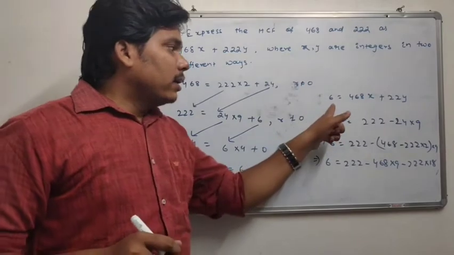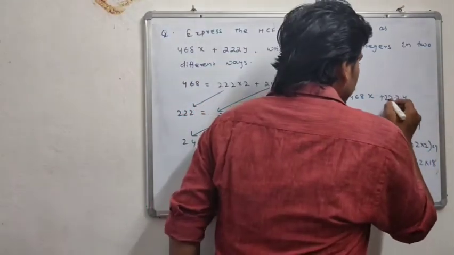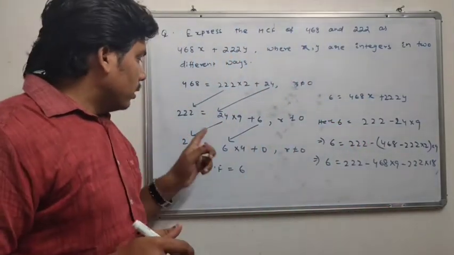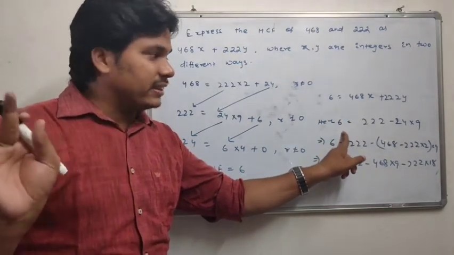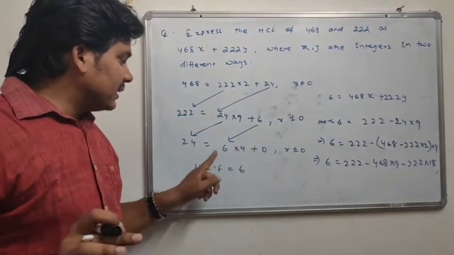Here what I did: 6 equal to 468x plus 222y. I have to represent it in such a way. For that, I took the 6 as the H shape. As it is a 6, the left-hand side is the fixed one. That's why I will get the 6 here.